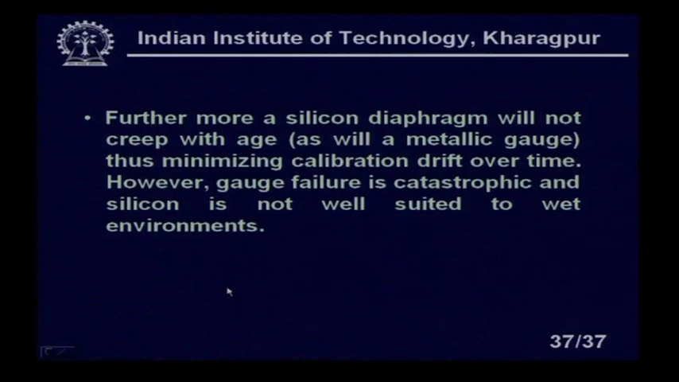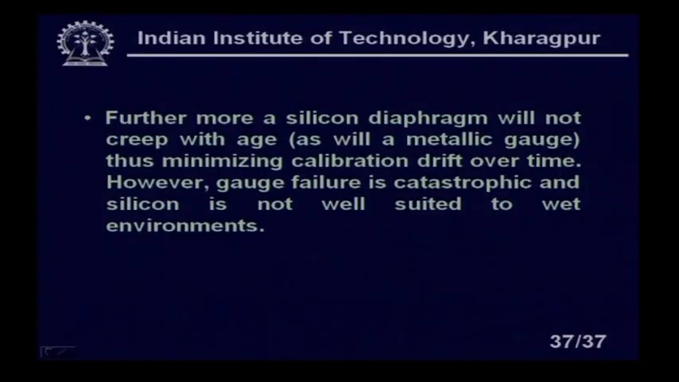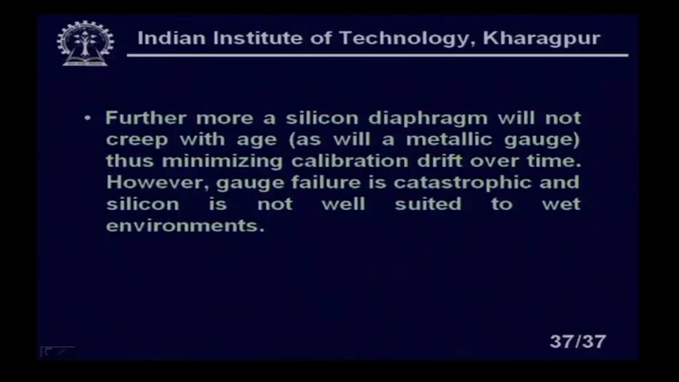Now, furthermore, a silicon diaphragm will not creep with age. Okay, that is a typical problem with the metal diaphragm; this is not creeping, but not everything is good in the case of semiconductor strain gauges, thus minimizing the calibration drift over time. However, gauge failure is catastrophic in the case of silicon, whereas in the case of metal strain gauges it hardly fails, okay. And its performance deteriorates with the presence of moisture.